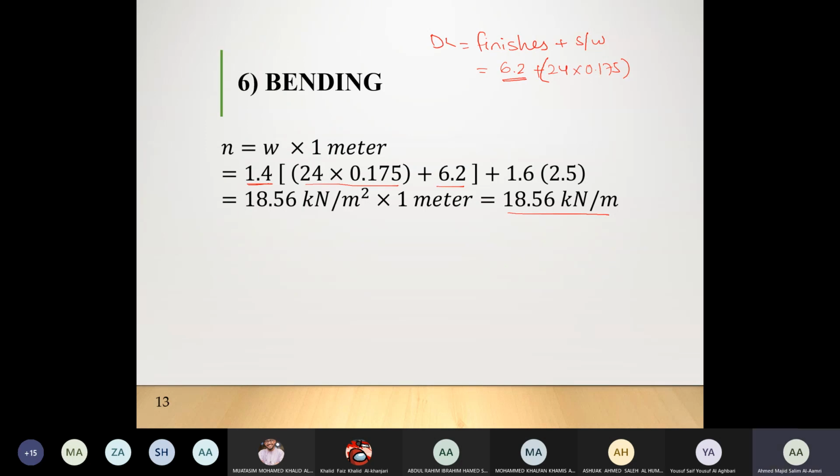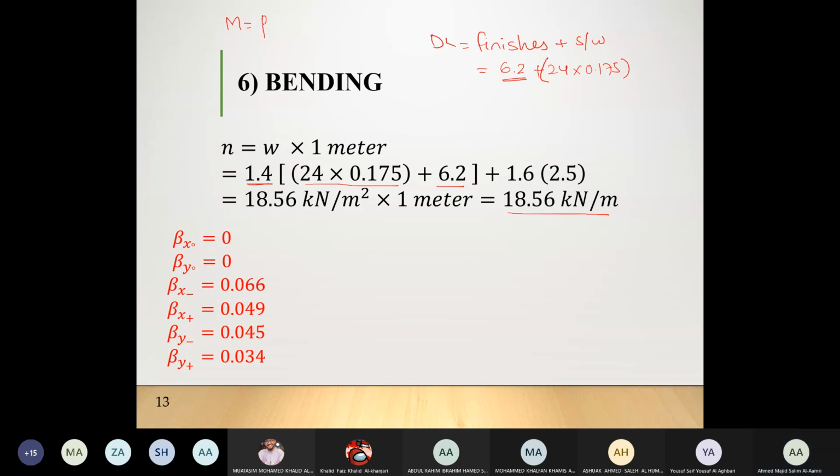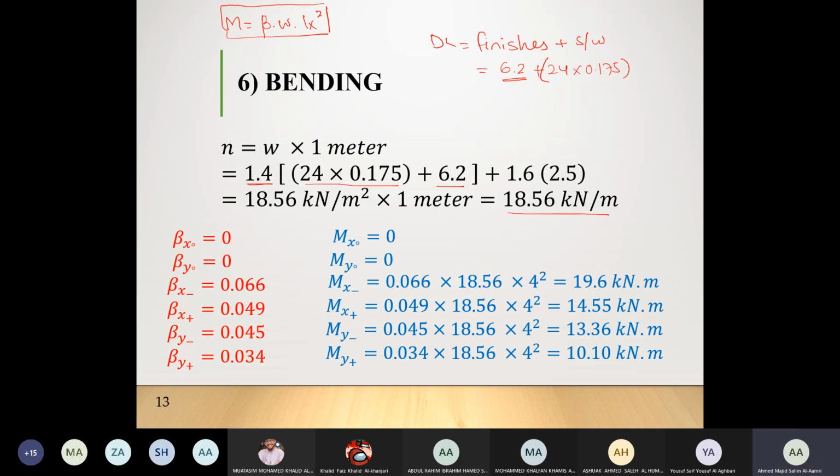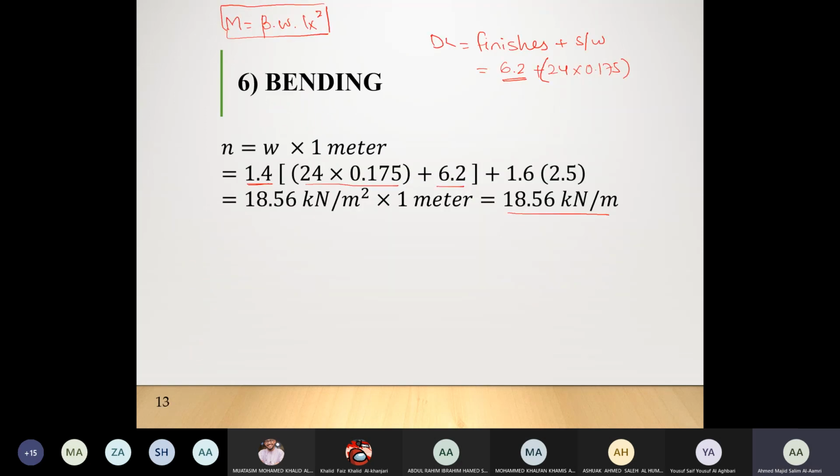Now after calculating the n value, we can now use our moment equation, which is beta multiplied by W multiplied by Lx squared. Now beta we are going to get from the code. W is going to be our loading. Lx squared is going to be representing your short direction. Once again, I am assuming that there is another slide which is missing here.